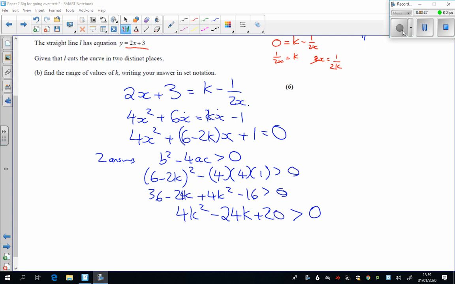So grabbing my calculator and putting that in, it tells me that k is less than 1 and k is greater than 5. And that will get us 5 marks, but it does say leave it in set notation. So let's just put this. So k can be any real number. k is either less than 1 unioned with k is greater than 5, and we'll put a curly bracket around all of that, and hopefully they'll take that.